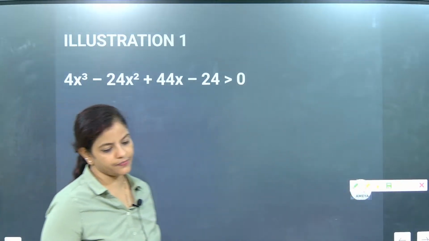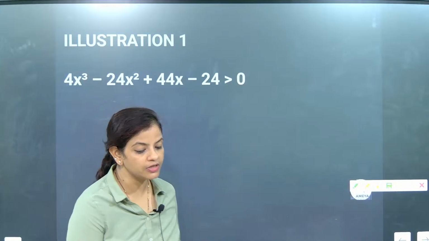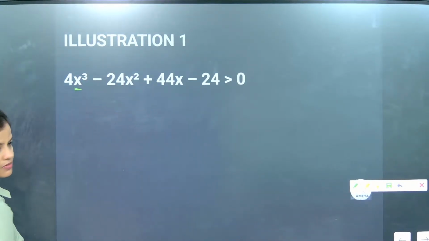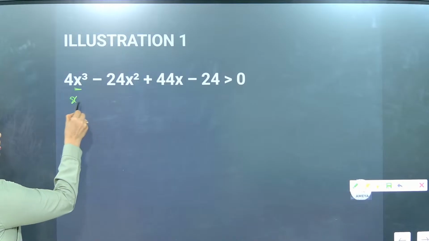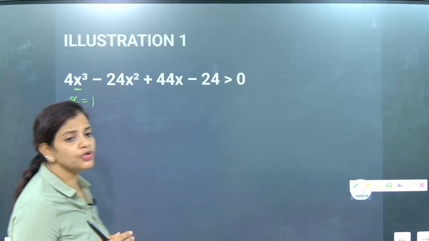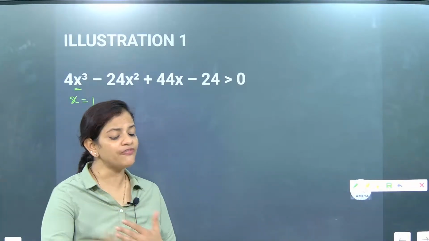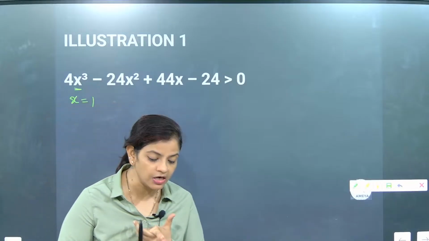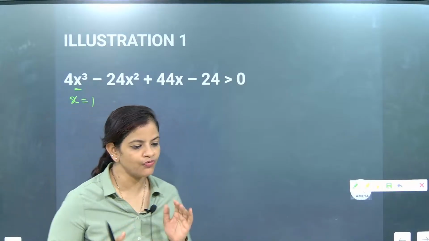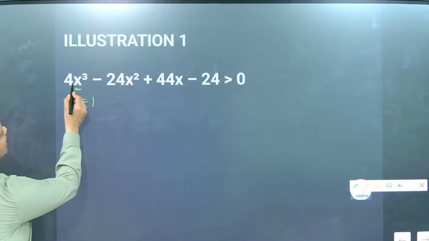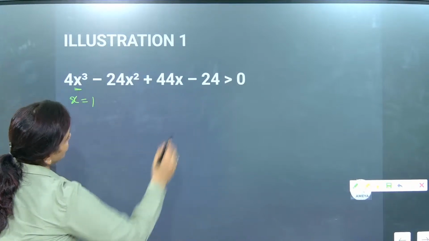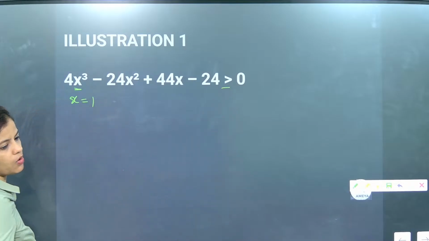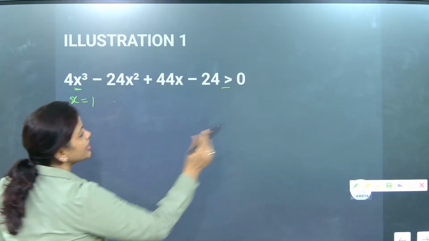First is logic. How to apply logic and solve the questions. First, if I put x equal to 1, what will it become? I am putting x equal to 1 because we have to use the factorization method to find the factors. Our first preliminary is to use the factorization method to find the factors. If I am putting x equal to 1, see, this is an inequality. What type of inequality? Strict inequality.